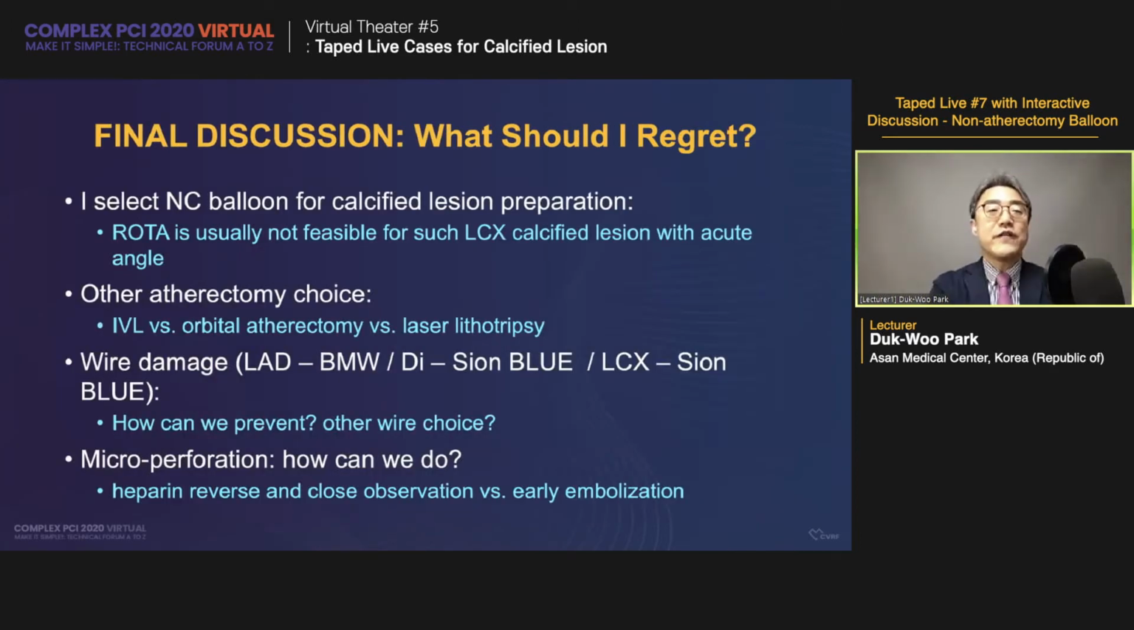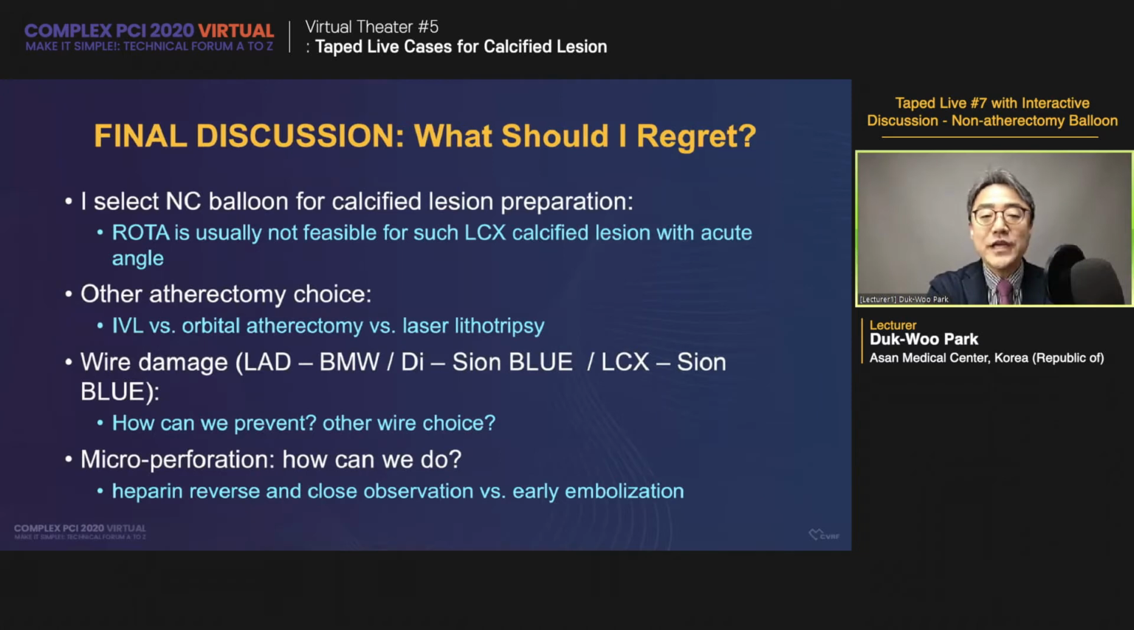So this is the final discussion point. What should I regulate in this case? I selected an NC balloon for the calcified lesion, which caused perforation. Rota is not feasible for such an acute angle with other atherectomy choices. And I'm going to hear some expert opinion on lesion preparation: IVL, orbital atherectomy, or laser lithotripsy.